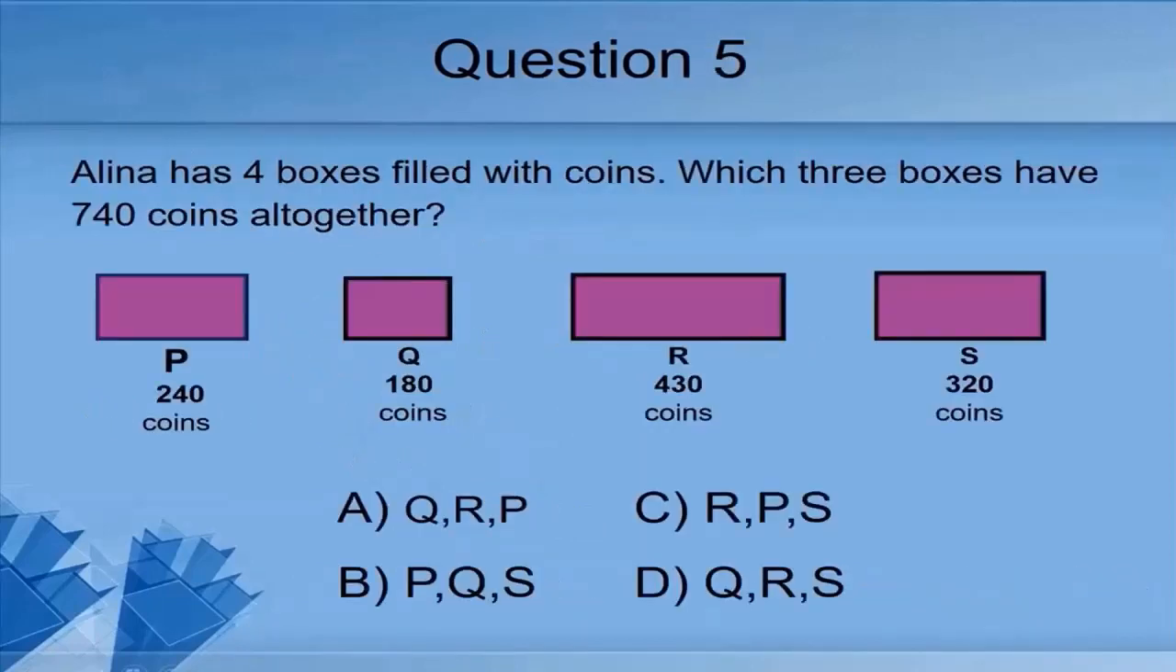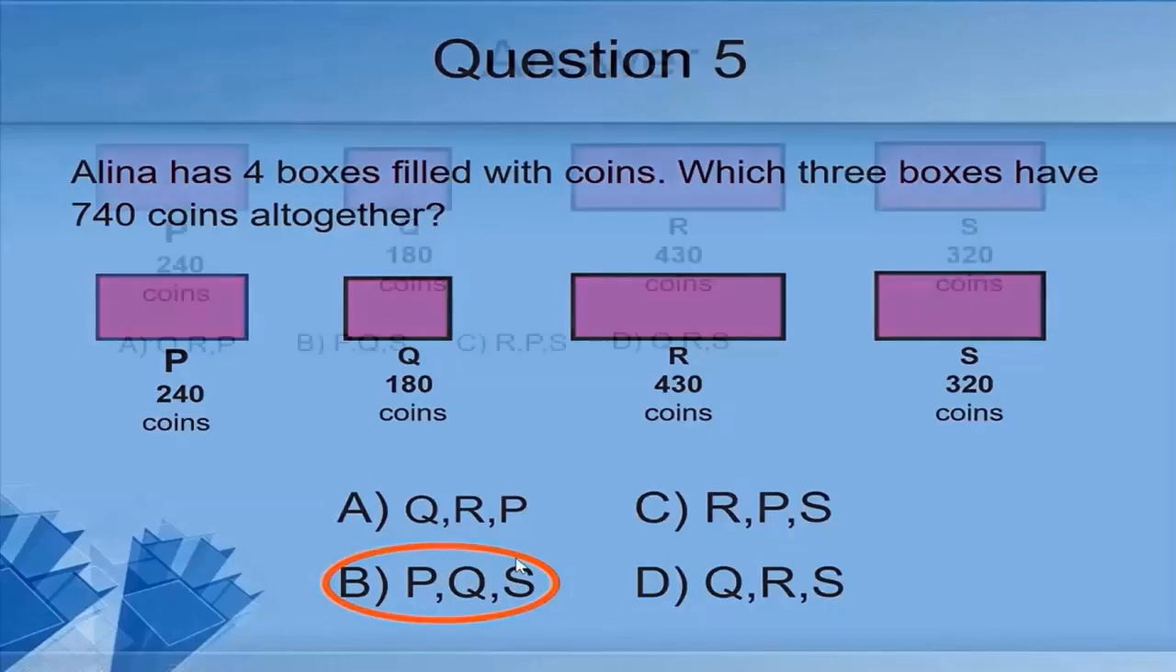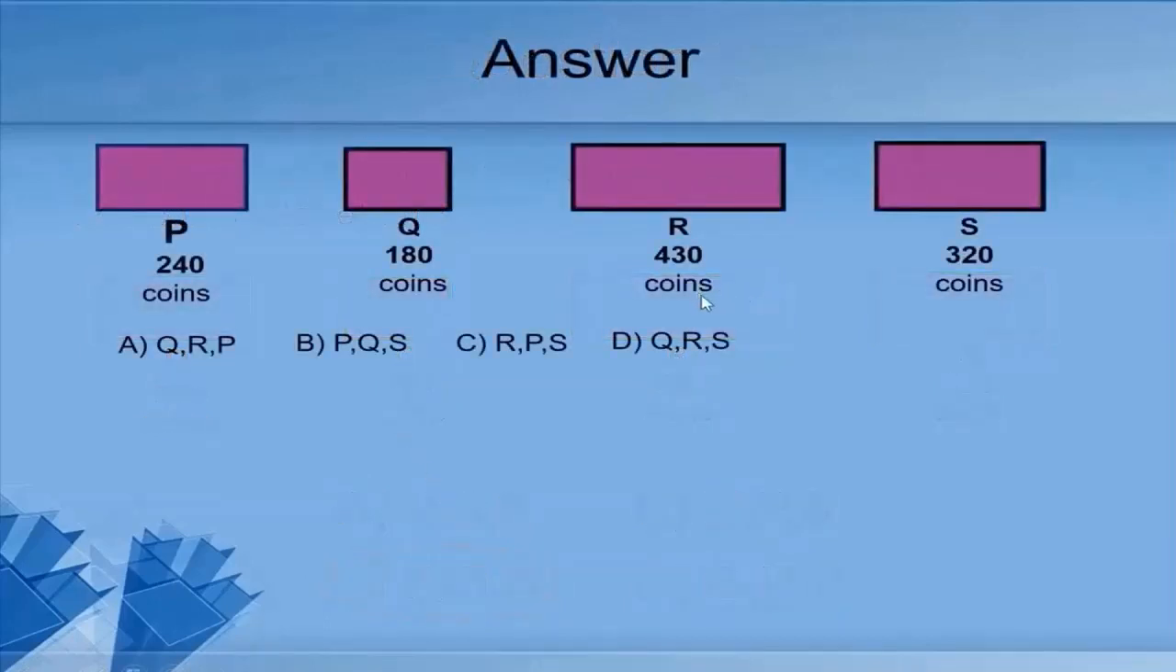Now question number 5. Alina has 4 boxes filled with coins. Which 3 boxes have 740 coins altogether? The answer to this one will be P, Q and S. Now let us see how. First look at the coins in each box. Here the coins in R and S are greater. Now roughly we can add the coins in R and S.